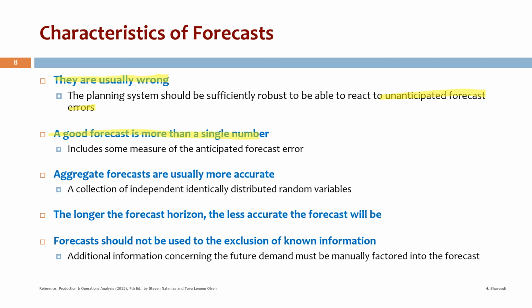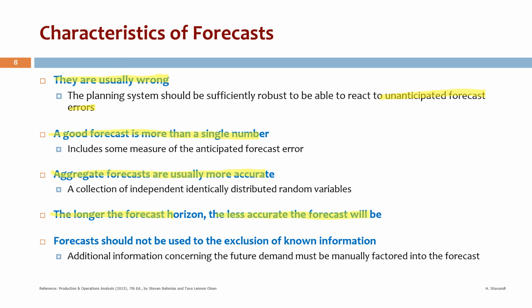And the aggregate forecasts are usually more accurate. This means that when we aggregate forecasting of several parameters, then the aggregate error will be less than the sum of the error of those parameters, because in aggregation they are somehow covering their errors. Okay, and the longer the forecast horizon, the less accurate the forecast will be.